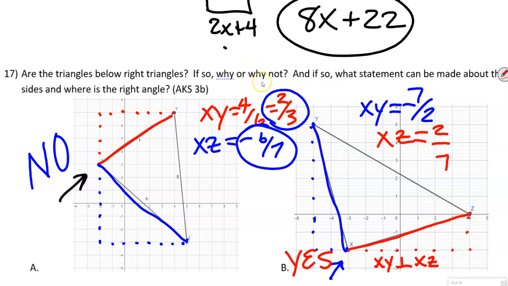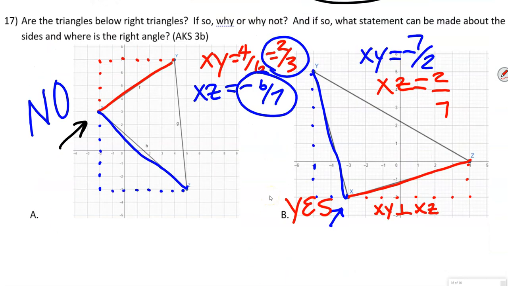And where's the right angle? Let me pull this down just a little bit so I have a little more space to write. The right angle is at X. That's what it asked us to say.